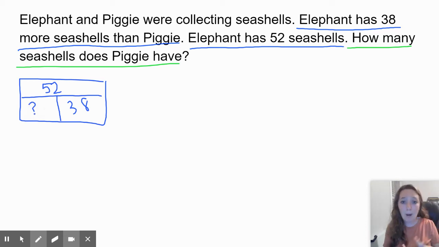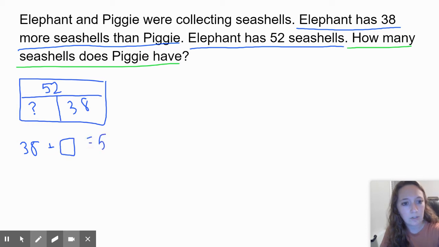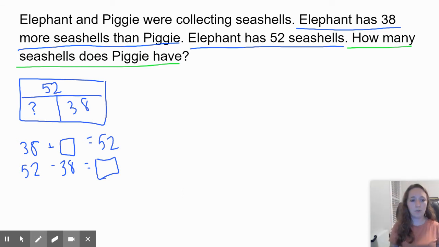Now we could do part plus part equals whole, or whole minus part equals part. So you could do it either way. We can do part plus part equals whole. We'll do the part that we know first. 38 plus unknown equals 52. Or you could do whole minus part equals part. 52 minus the part that we know equals unknown. So you could solve it really either way.